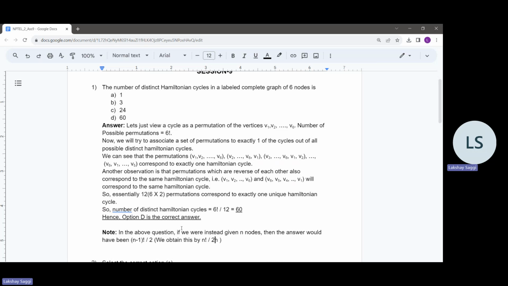Or maybe just n factorial by 2n. Using the same arguments as before, n factorial is obtained from the n factorial possible permutations. This factor of 2 is because of clockwise and anti-clockwise, and this factor of n is because of the offset, whether we start counting from v1, from v2, or from vn. So this is just an added part which I wanted to mention to everyone.